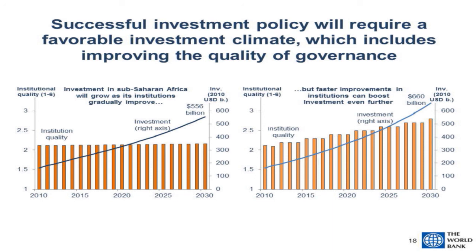And the other one is the investment. If you don't do that, in sub-Saharan Africa, instead of having 660, you have 560 billion. So $100 billion is basically the opportunity cost of not doing these things.